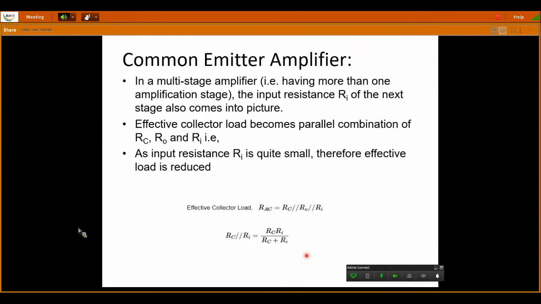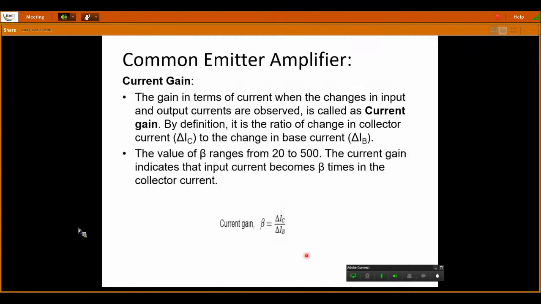Now, as I already mentioned, the first stage output resistance is low, so the effective load is approximately equal to RC. Now, if I consider the input resistance, RC is high as well as the input resistance of the common emitter second stage is also high. Hence the effective load is the parallel combination of RC and the input resistance of the second stage. So RC in parallel with Ri is equal to RC times Ri divided by RC plus Ri.